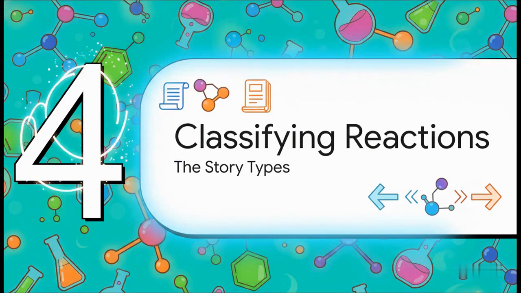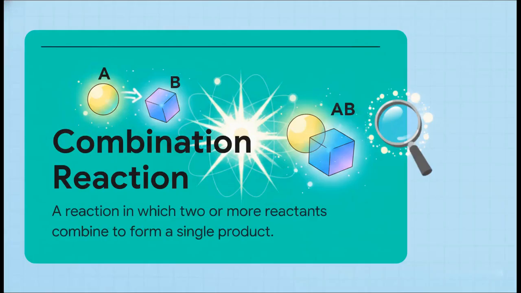Now that you can read and write this language, we can zoom out a bit. You'll start to see that reactions tend to follow a few common patterns, kind of like movie genres. You've got your comedies, your dramas. Let's look at a couple of the biggest ones. First up, we have the combination reaction. This one is basically the getting together story of chemistry. You have two or more simpler things, we'll call them A and B, and they combine to form one single, more complex thing, AB. Simple as that.